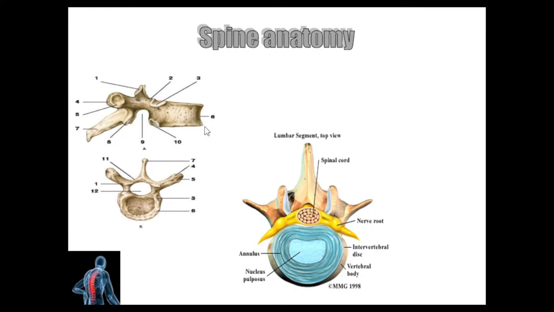In between the vertebral bodies, we have the so-called intervertebral disc. The central part of the disc, which you can see right here, we call nucleus pulposus, and the peripheral part, which is located around nucleus pulposus, we call annulus fibrosus.